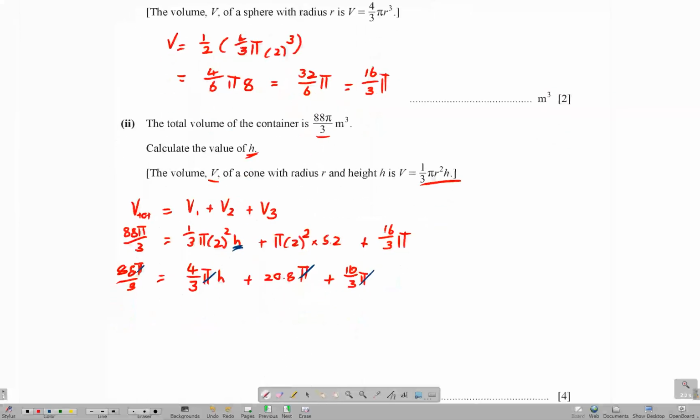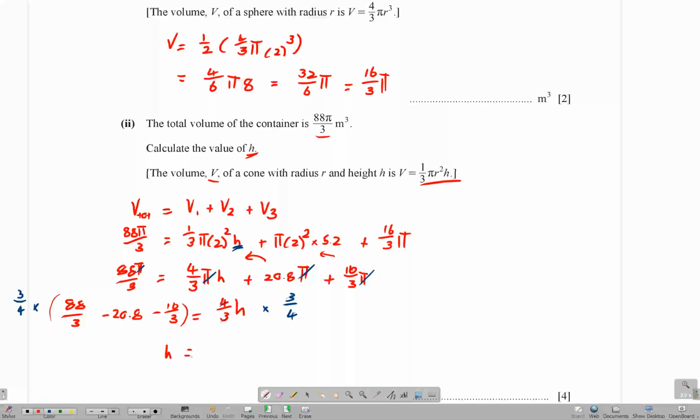Okay, so if I do that, and then I'm going to rearrange a bit. So now we have 88 over 3. Okay, and I'm going to throw this 20.8 to the other side, so minus 20.8. And then also I'm throwing this 16 over 3 over to the other side, so it's minus 16 over 3. And this is equal to, let's see, 4 over 3h. Okay, so now I'm going to put this into my calculator, and then I'm just going to multiply that by 3 over 4 to get rid of this fraction. Okay, so that we can cancel out like that. And then I have to do the same on the other side, and that will give me my answer.